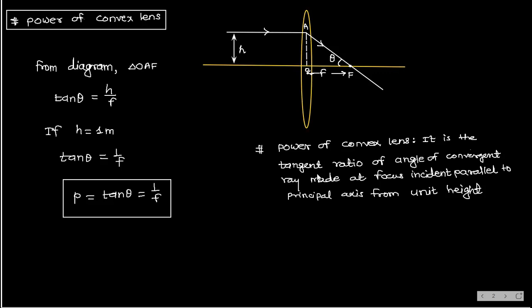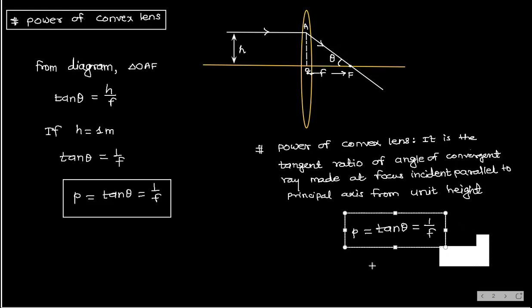And that's why, whatever formula you got, again I am writing P is equal to tan of theta is equal to h by f, and if h is equal to 1 meter, it is 1 by f. So no need to write this h again, right? Just write down 1 by f. Check, it is correct. Clear, note down. Any doubt you can ask me.